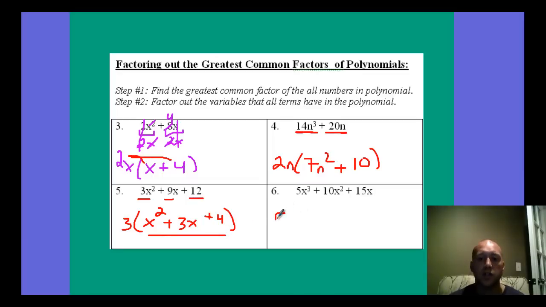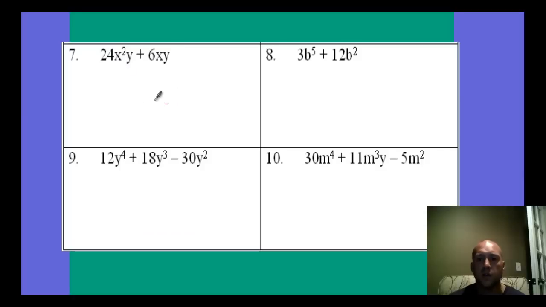So for this one, a GCF, or a common factor of all terms, would be 5x. Pull that out, you're left with 5x squared plus 2x plus 3. And so this is a GCF, factoring out GCF. We can continue on here. These are a little more complicated. So for this one, pulling out a 6xy, I'll be left with 4x plus 1.